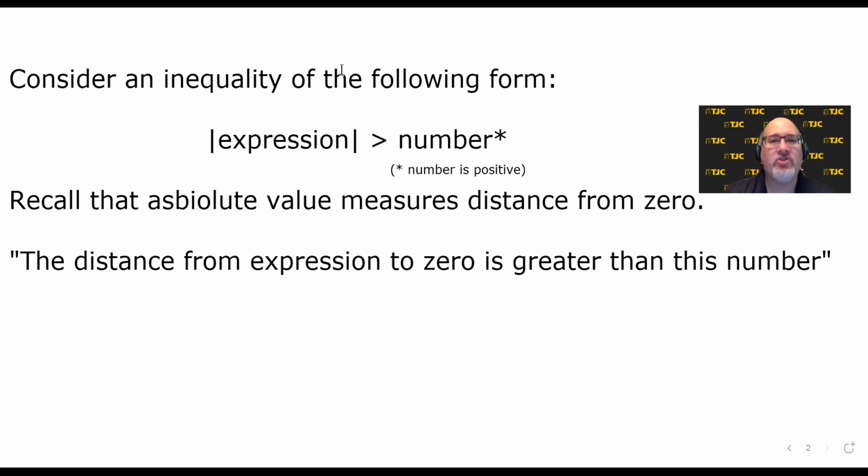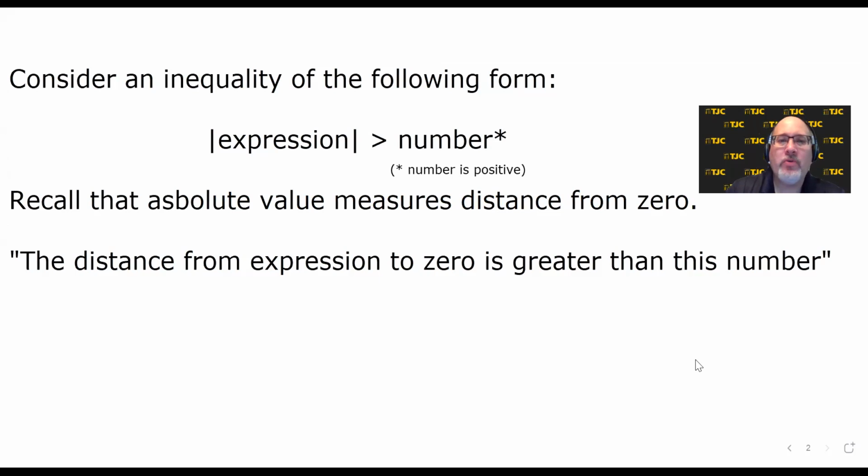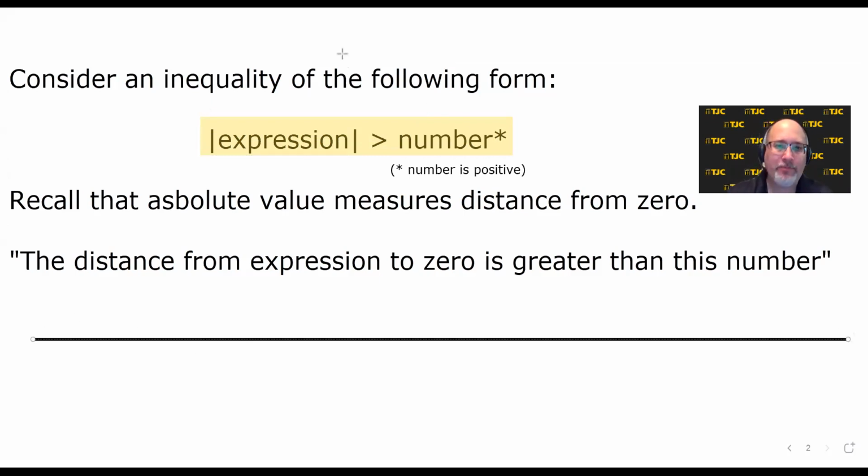Recall that absolute value measures distance from 0. So when you see something like absolute value of expression is greater than a number right here, then you can think of it in terms of a number line, saying that the distance from the expression to 0 is greater than this number. So let's whip out a number line, drop 0 on it in the middle. Let's put the number here. And what does it mean for the expression to be more than that from 0? In other words, the distance from the expression to 0 is greater than that number.